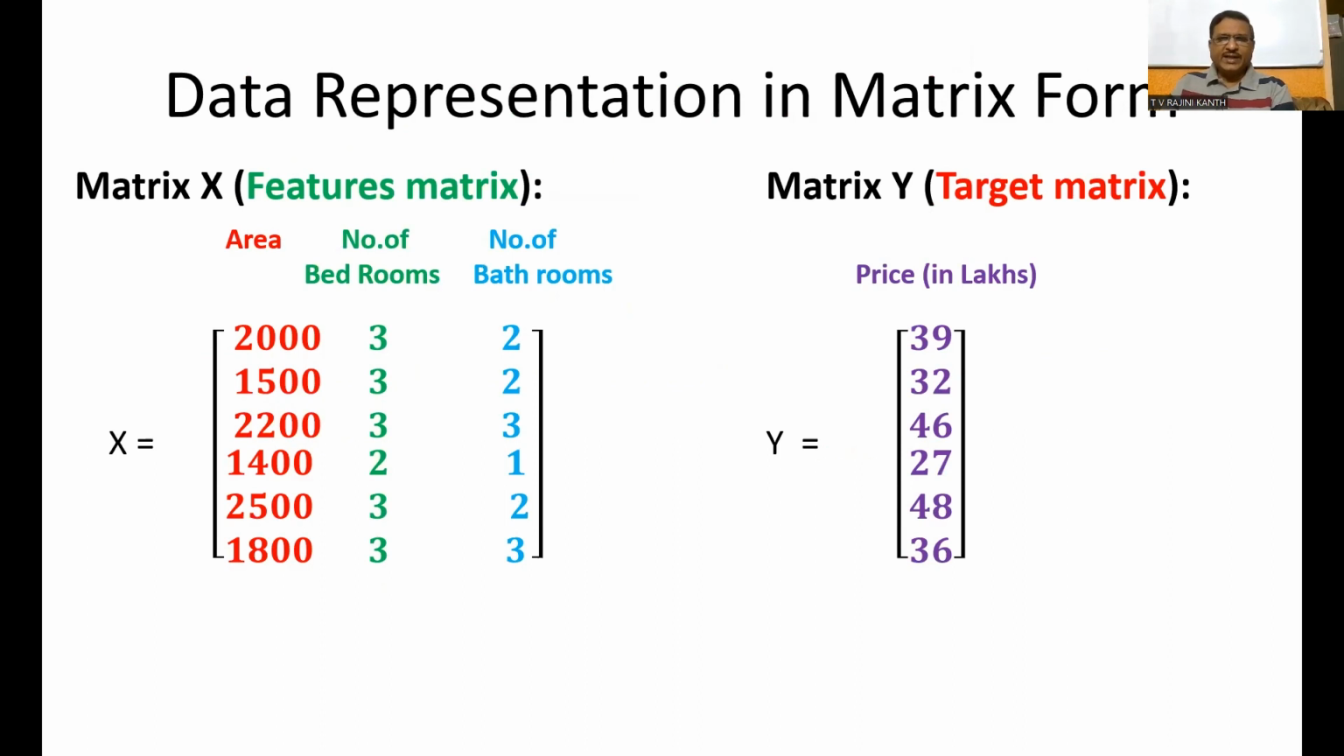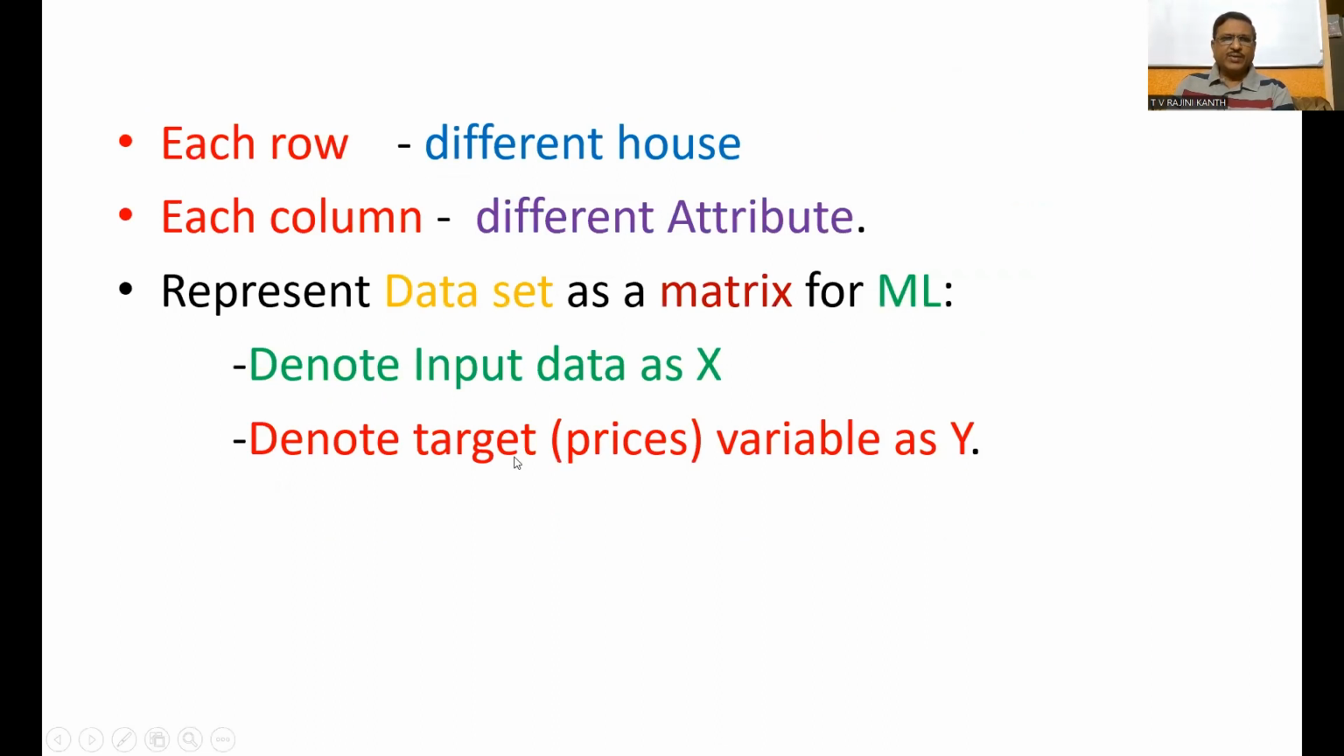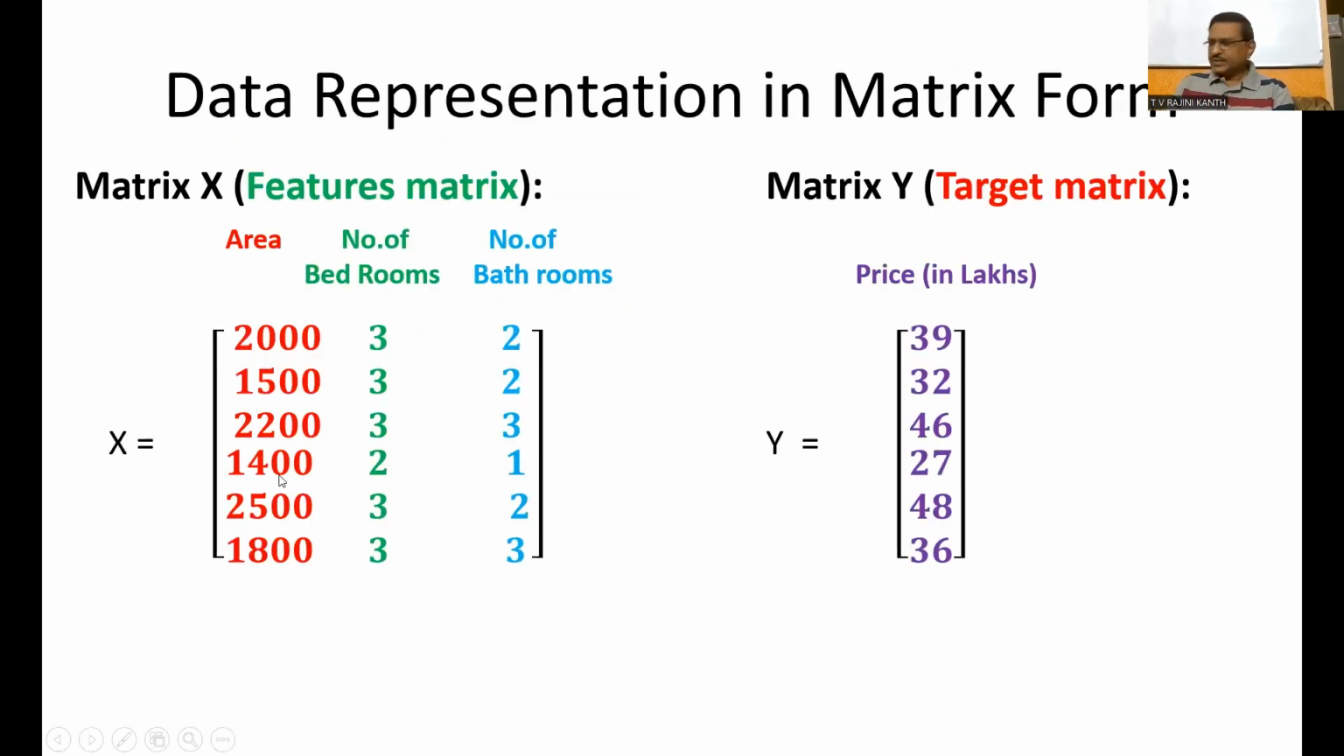So if you look at the data representation in the matrix form, one side we can call it a feature matrix, another side we can call it a target matrix. In the feature matrix, we are considering three attributes as I told you earlier: area, number of bedrooms, and number of bathrooms. So the whole data set, if you look into this column and this column, we have represented here. You can see this. Six data points are there that we have considered, and three attributes: area, number of bedrooms, and number of bathrooms.